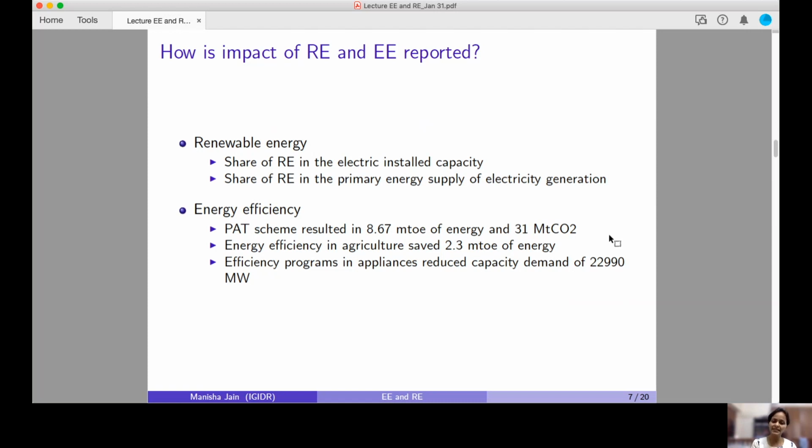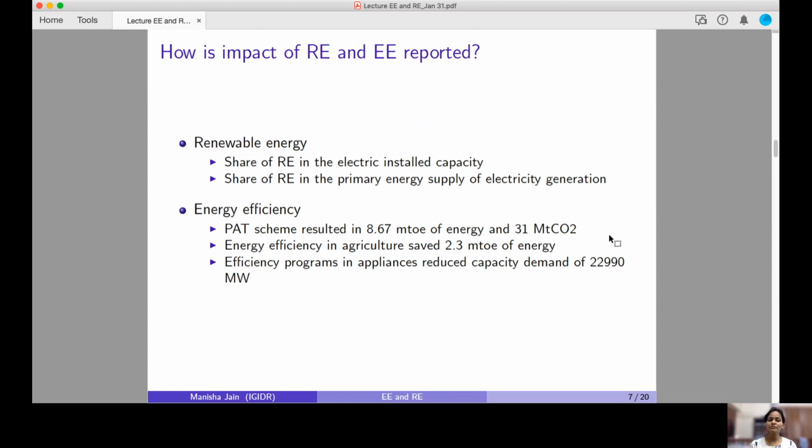So if this energy had not been saved, an additional 31 million tons of carbon dioxide would have been emitted. And this impact is for the first cycle of the PAT scheme, which was from 2012 to 2015. There is additional saving which happened from 15 to 18, and now an additional saving of, I think, around 6 million tons, around that number.